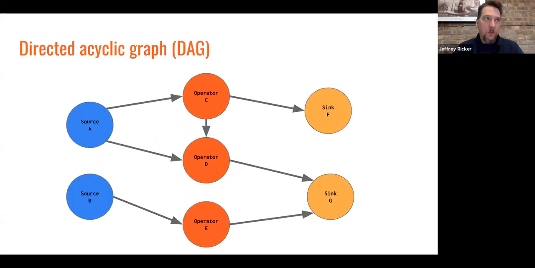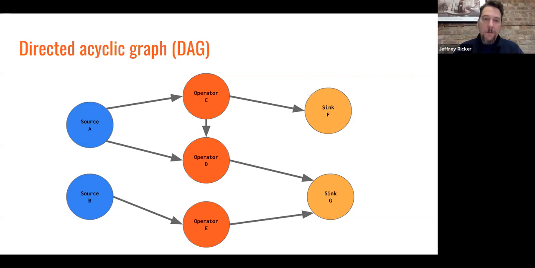What happens is we take these patterns and we combine them into directed acyclical graphs. So first off, it's a graph, which means not bar charts and pie charts, but a web of interconnected things. A graph has nodes and edges. This is a mathematical graph. It's directed in that the arrows mean something: that data flows from source A to operator C and not the other way around.